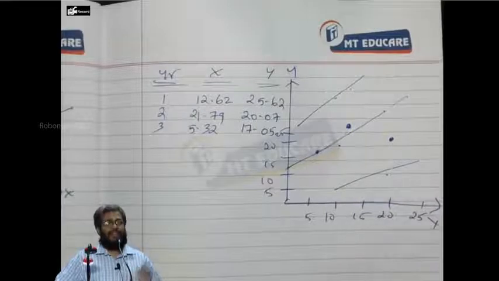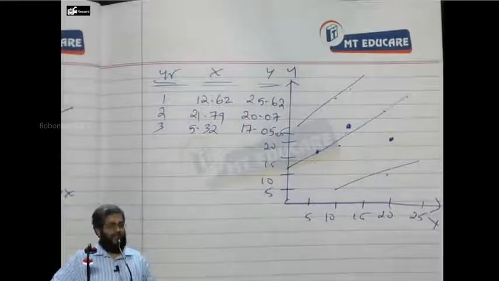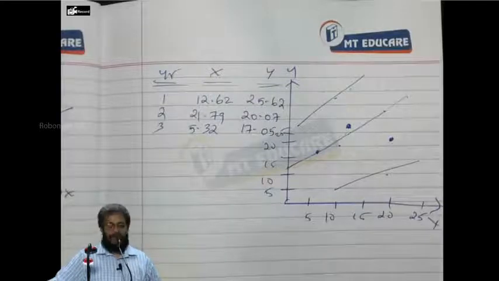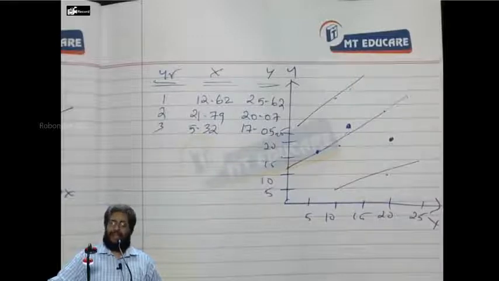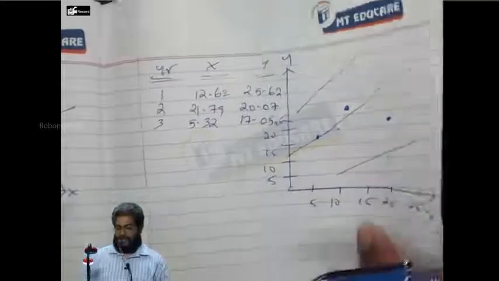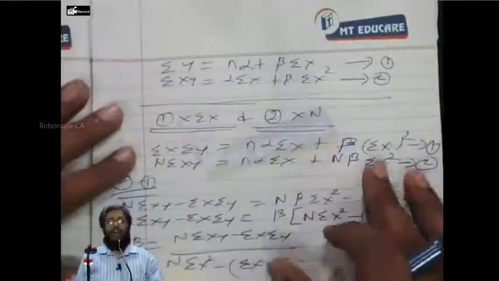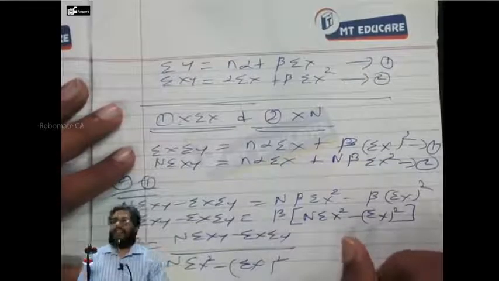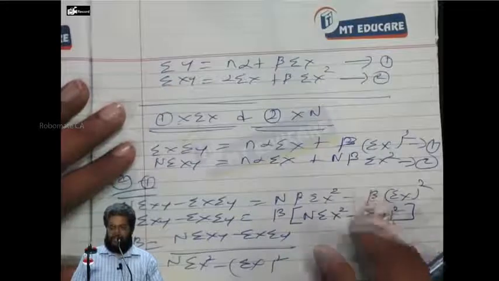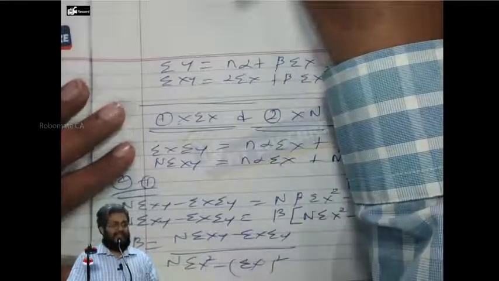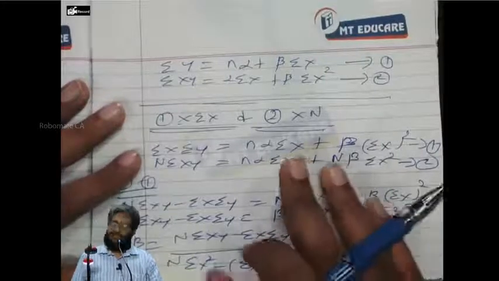Please write the two equations. Sigma y is equal to N alpha plus beta sigma x. Next, sigma xy is equal to alpha sigma x plus beta sigma x square. Last point, point number 5.